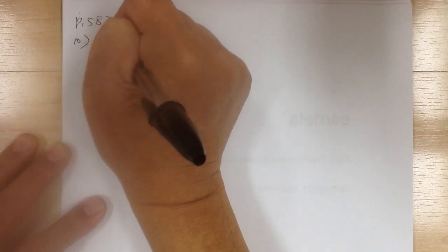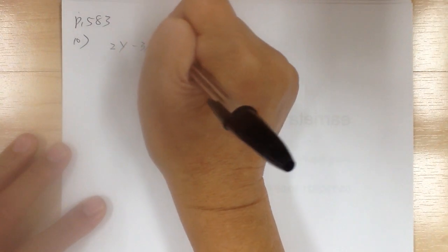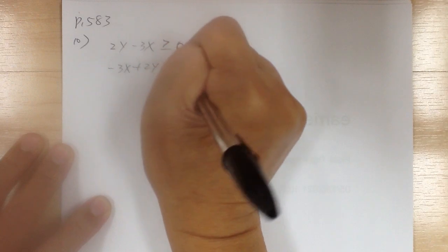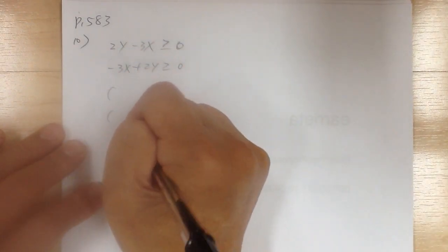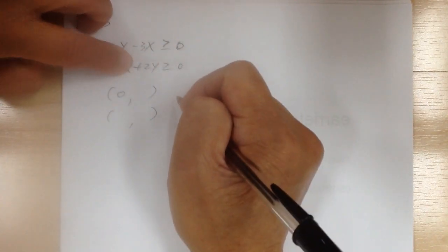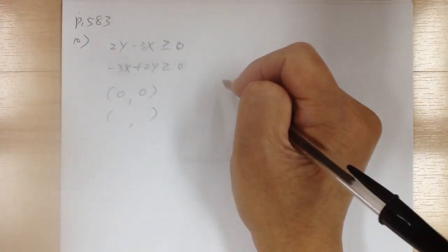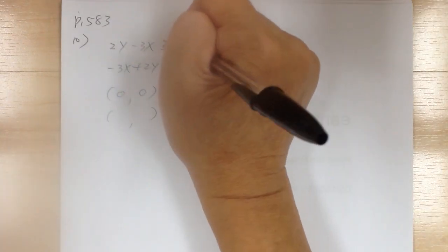Okay, number 10. You got 2y minus 3x greater than or equal to 6. I don't really like this kind of reverse, so I'm going to switch it over. Okay. And then from here, I'm going to get my points. So set x equal to 0, then y will also equal to 0. Okay. And number 10 is greater than or equal to 6.